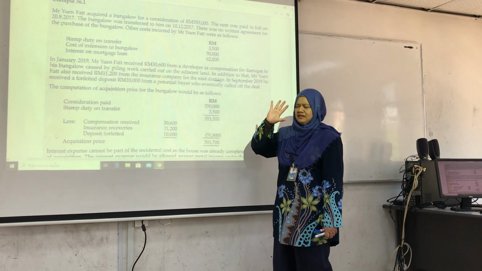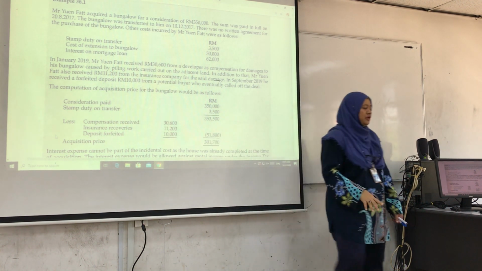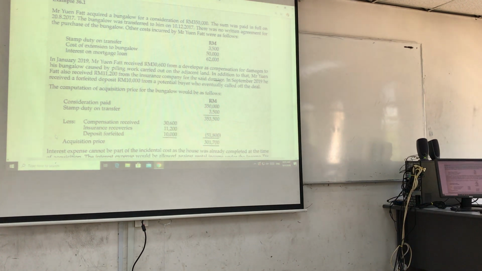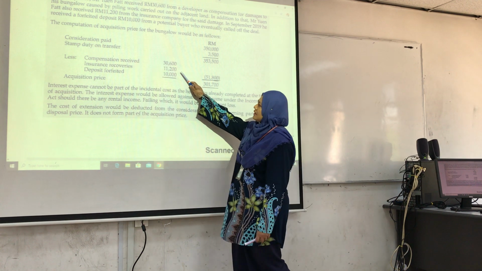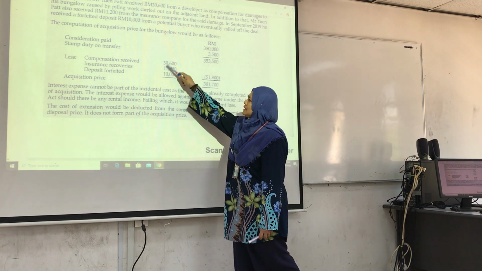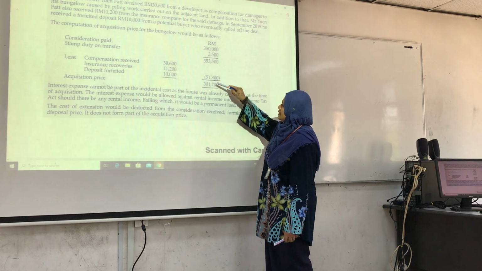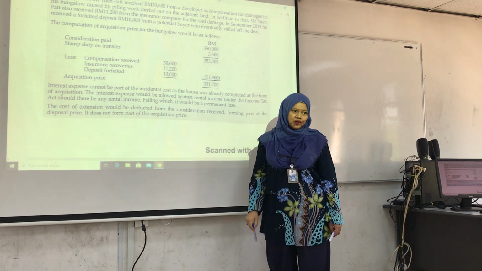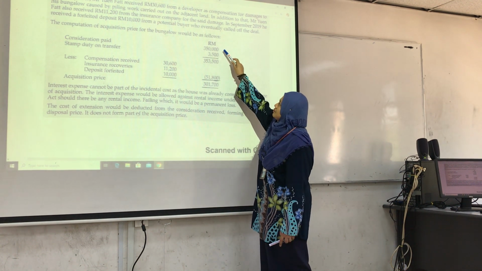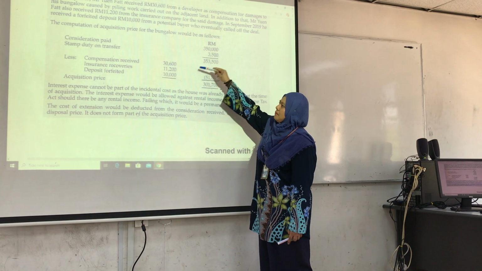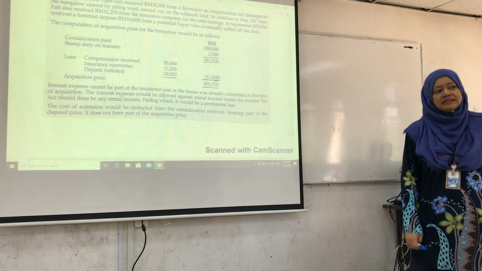But not finished yet. Minus compensation, meaning minus your capital receipts. You have many capital receipts here. Number one is the compensation receipt, which is 30,600, then insurance recovery, and your deposit forfeited. So total capital receipt is 51,800, and this amount is deducted. Then this is actually your acquisition price. Not this one, but this one. Remember that it is the consideration paid plus incidental cost minus your capital receipt. So that is your acquisition price. Is that clear?